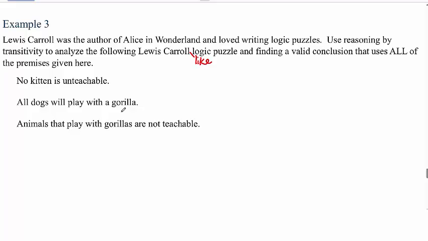Okay, so let me explain. The key to solving by transitivity is to get all of the statements in if-then form, and then write what they're equivalent to using the contrapositive. So I am going to first write the if-then form of each of those statements. And then next to it, I am going to write the contrapositive of it, which I know to be equivalent.